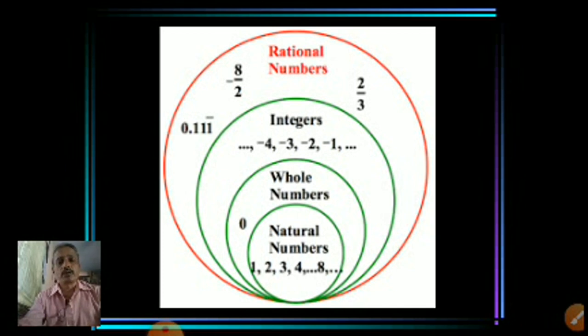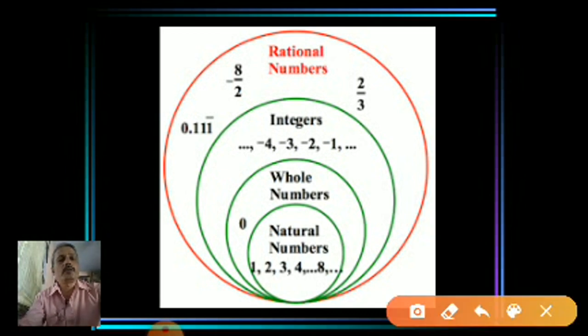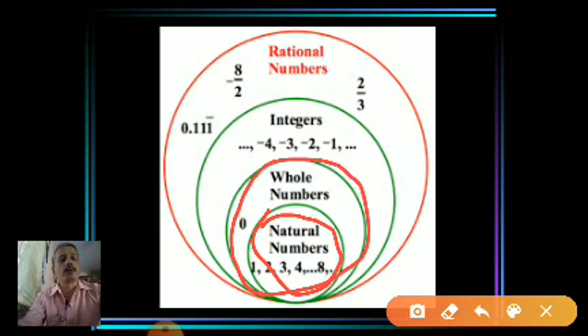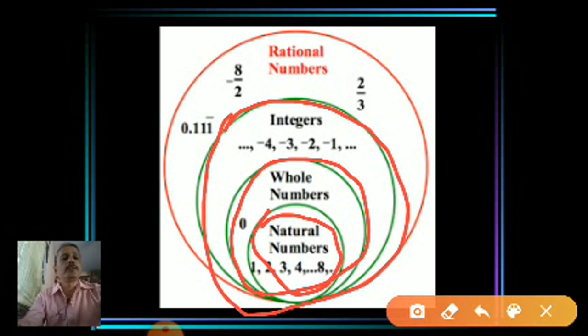Suppose we can take minus 4, minus 3, minus 2, minus 1, and then after that the whole numbers, that's 0, 1, 2, 3, 4, 5, etc. So this I am trying to put in the form of a circle. This is the natural numbers. Natural numbers come into the whole numbers, and all these numbers are included in integers. So up to here you had no doubt.